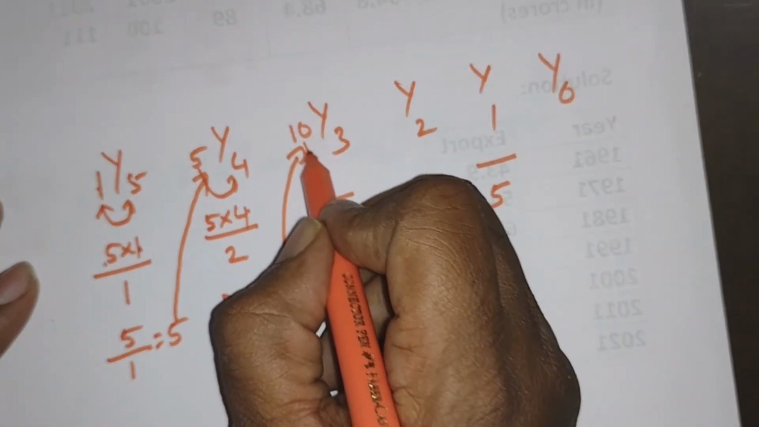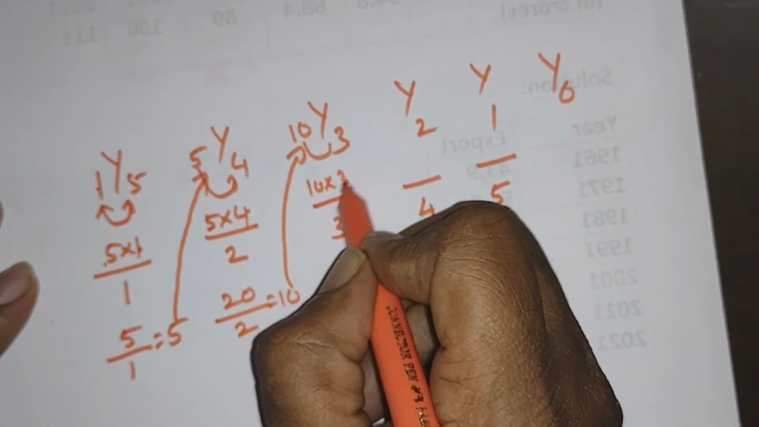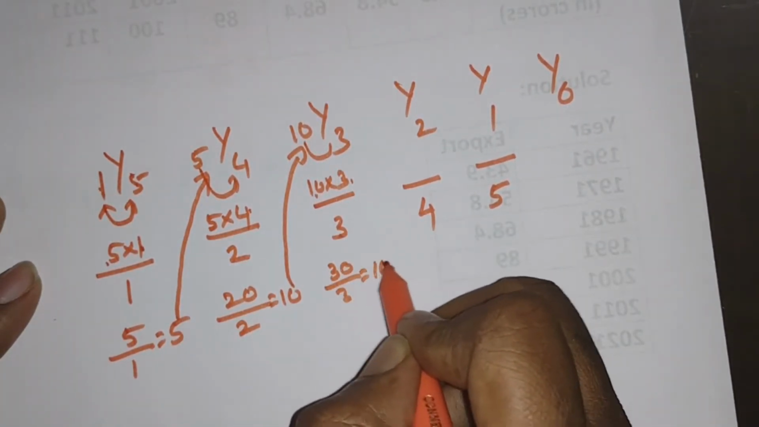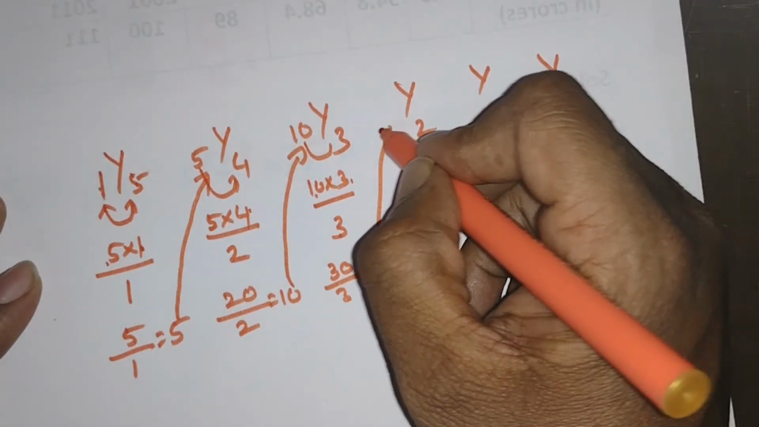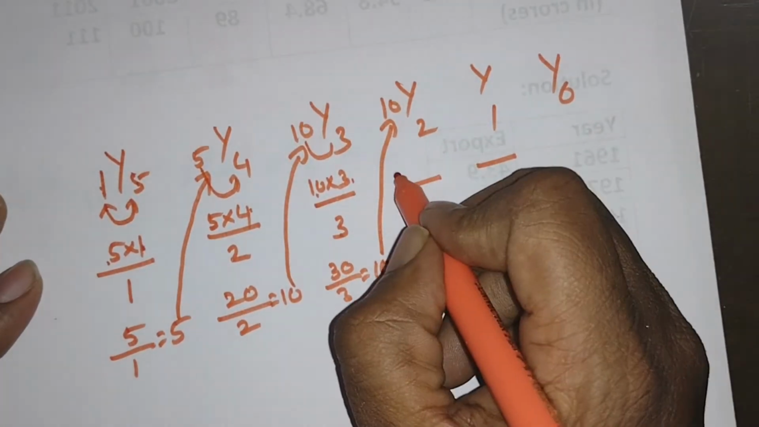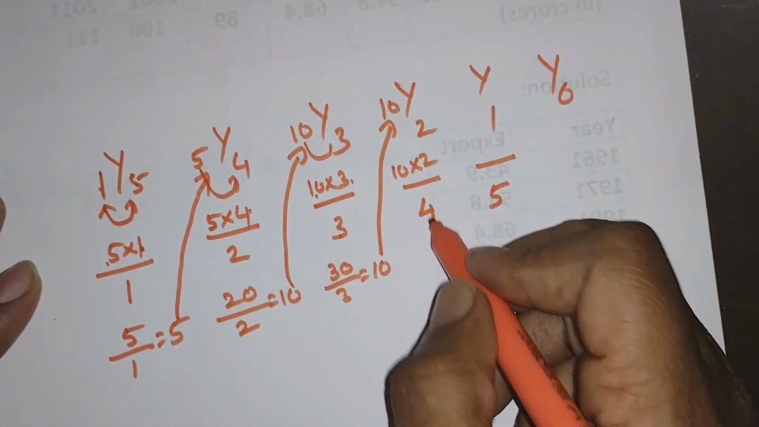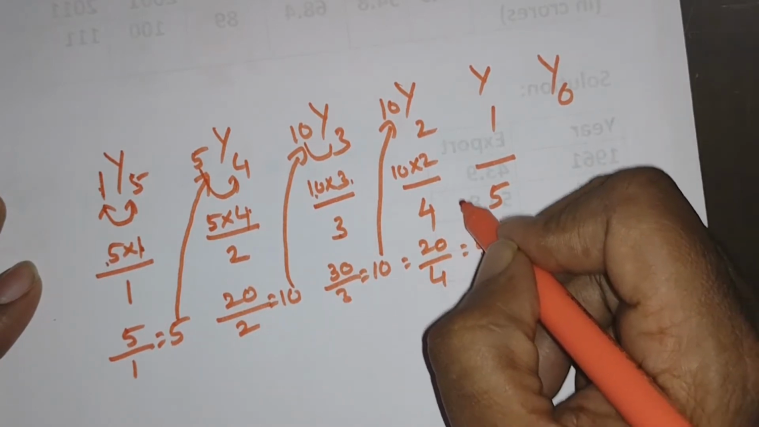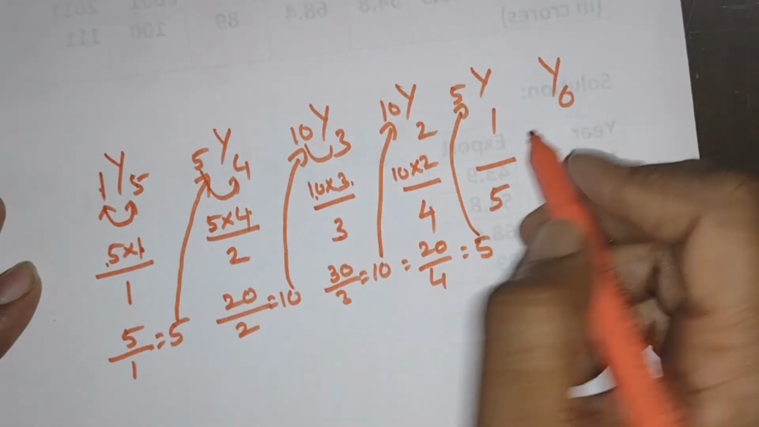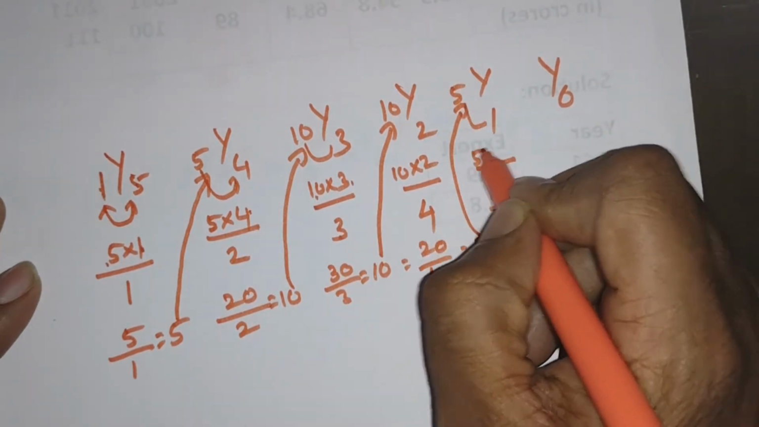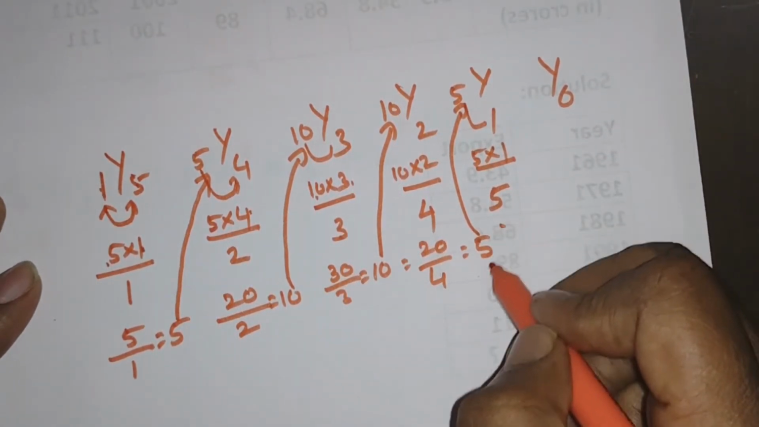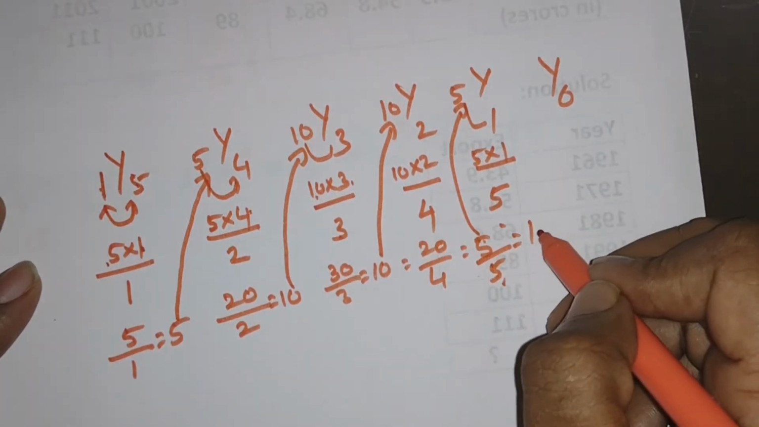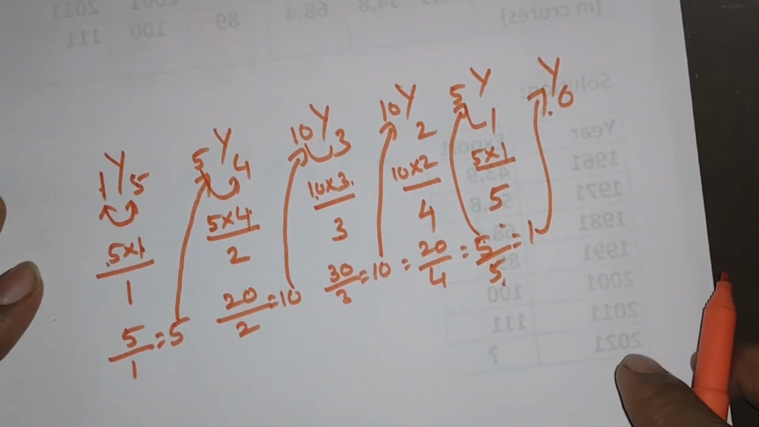Then third, what you have to do, multiply this 10 into 3. 10 into 3 divided by 3, that is 30 divided by 3, you get 10. That 10 only appears here. Next, 10 into 2 divided by 4, that is 20 divided by 4, I get 5. That 5 only will appear here. Now multiply this 5 and 1, that is 5 ones are 5, divided by 5. 5 divided by 5 is equal to 1. That only one is this one.